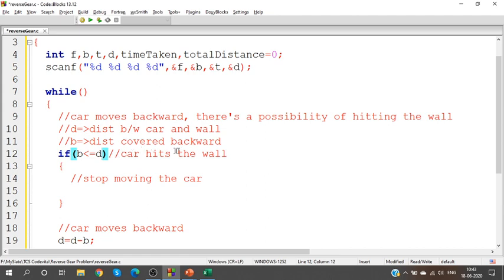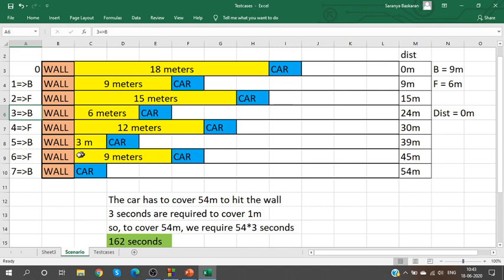Can you understand? I'm moving in backward direction, guys. If I have to hit the wall, this distance should be equal to the distance I cover.